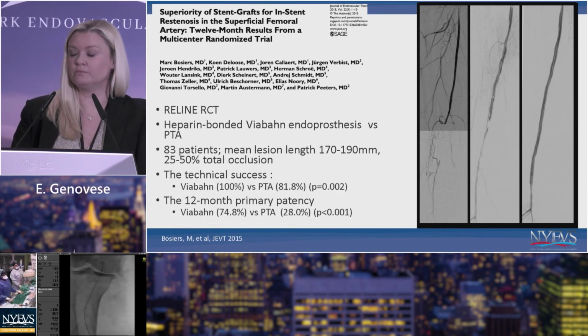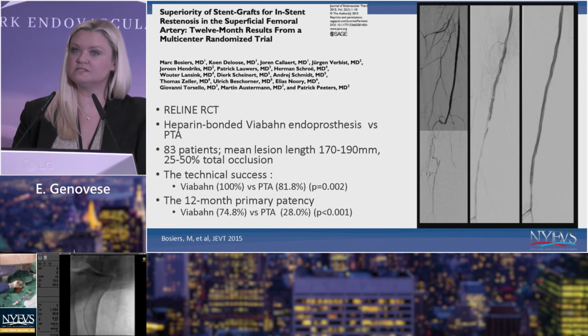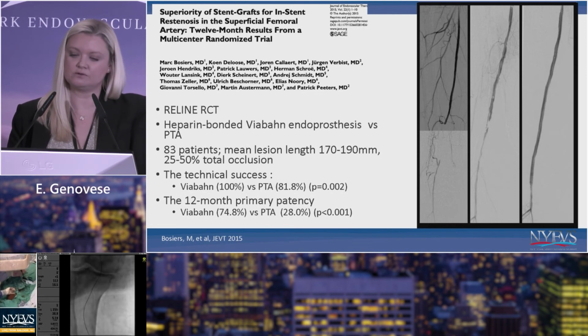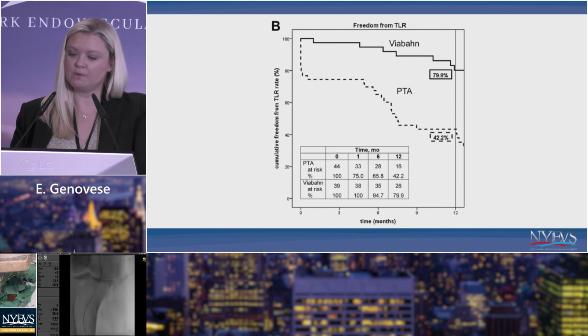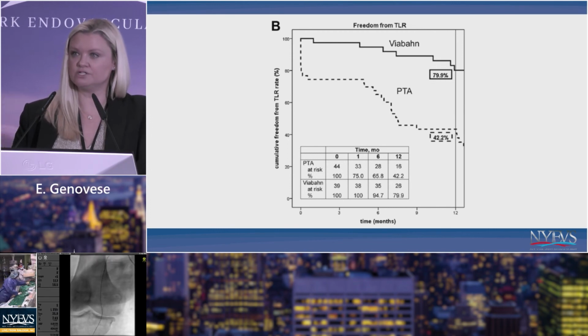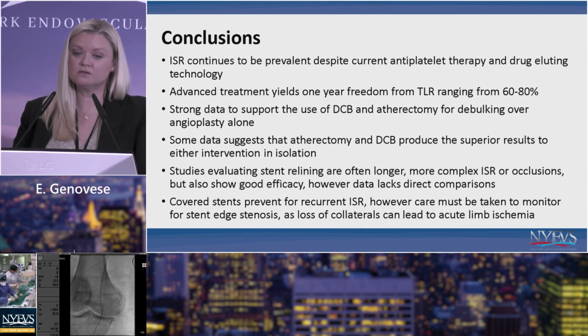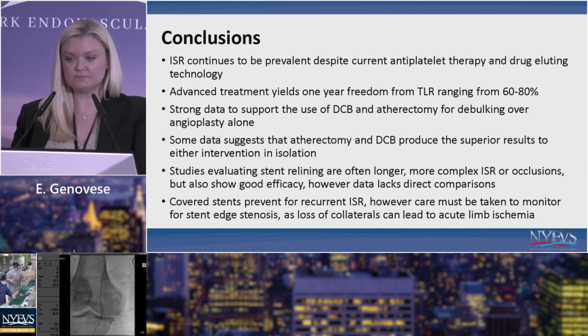But then look at your 12-month primary patency rate. Your Viabahn is going to perform very well, 75%, but this is a hard lesion group because your PTA is only performing at around 28% at that 12-month period, which is significantly less than what we've been seeing in the other trials. And this is your Kaplan-Meier curve taking it out to 12 months. You can still see a divergence of these two, demonstrating a prolonged effectiveness with the Viabahn stent in these more difficult lesions of ISR.